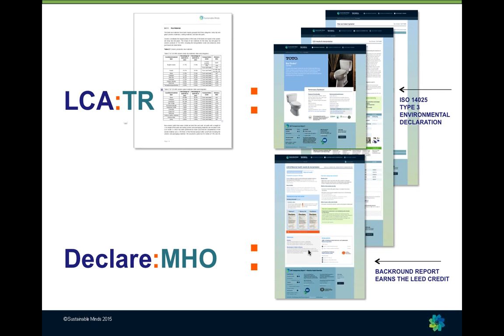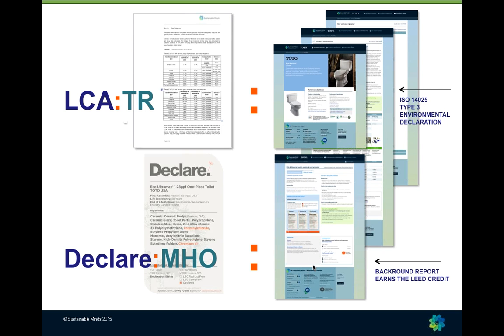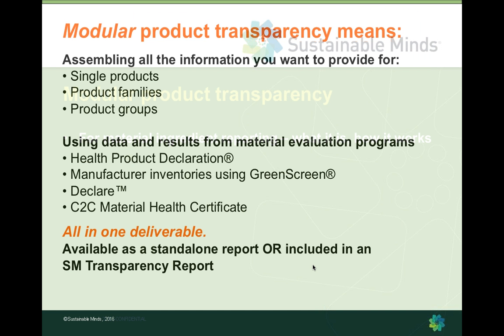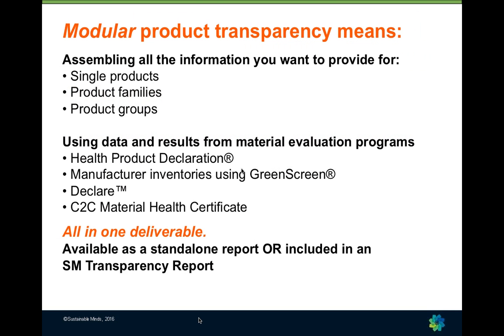And the only exception is the manufacturer's inventory version of the material health overview actually is the first and only standard format for a manufacturer's inventory. And so, in fact, it is the document that earns the credit. So let's get into our case study for today, talking about modular product transparency for material ingredient reporting.